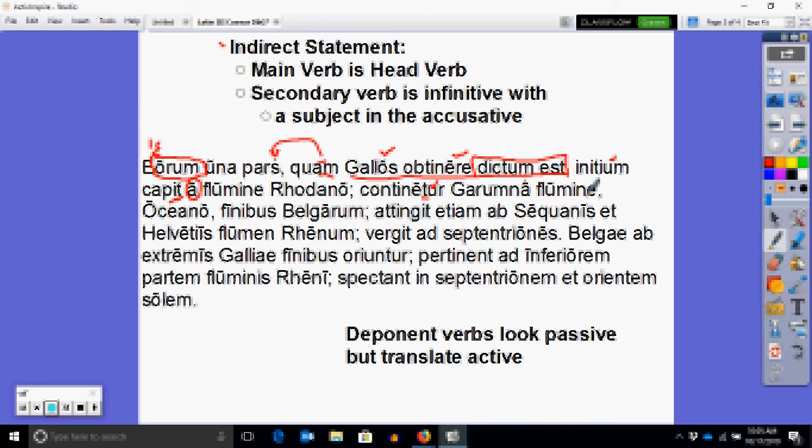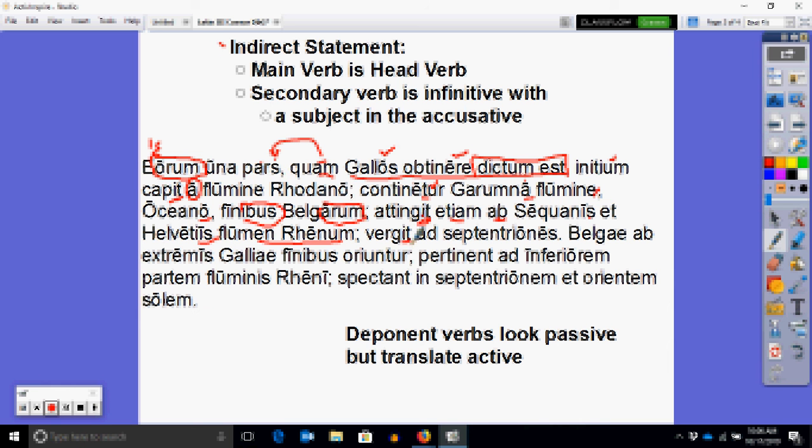By, we're going to assume that this is the reason that the Garumna flumina is also in the ablative, right? This is in the ablative. So it is contained by the Garumna flumina, by the Oceanus, and by the finibus. This is also ablative, of the Belgae, of the Belgarum, right? Still continuing with the singular subject, so pars is also going to be the subject down here. Attingit, it attingit even. This is what I think it attingit. It attingit the flumen Rhenum ab the Sequanis et Helvetiis, right? So from the Sequanis and the Helvetians, it attingit the flumen Rhenum.